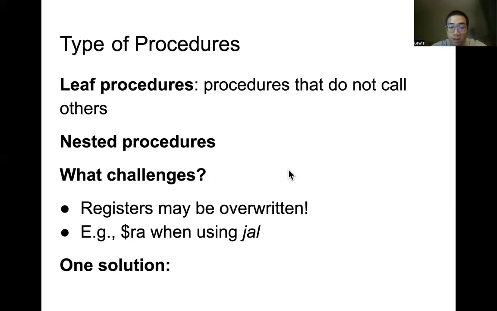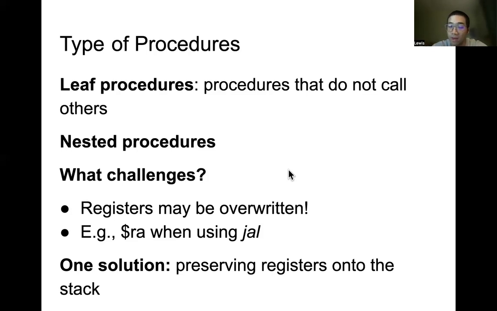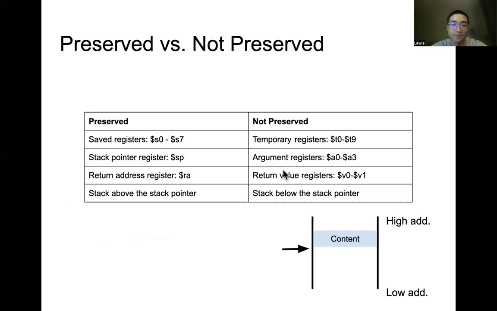So one solution that's simple is that we can store the value inside the register to preserve it onto the stack, onto the memory. And there are two types of data that we need to deal with. On the left-hand side, we have the ones that need to be preserved onto the memory: the saved registers, the stack pointer register, the address inside RA, and also the stack above the stack pointer. For example, the blue one is the thing that we compute in the procedure.